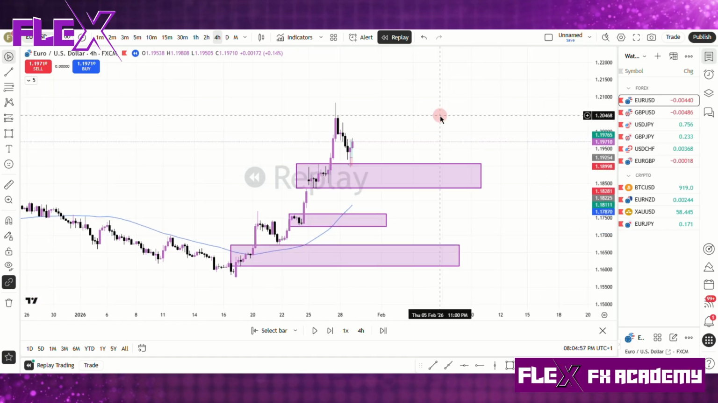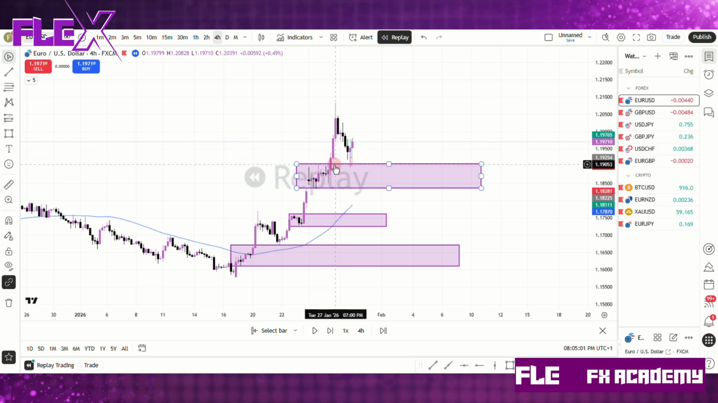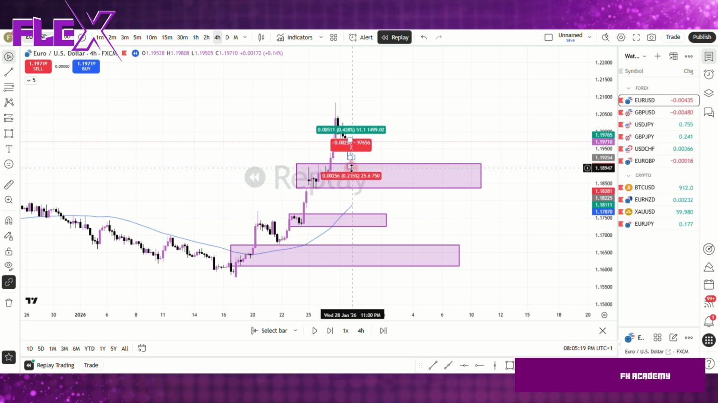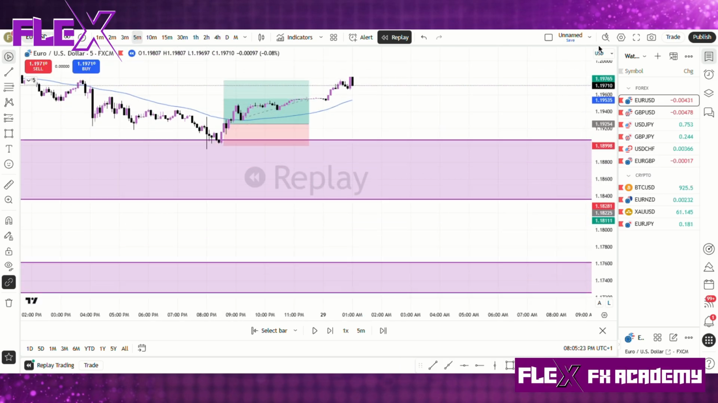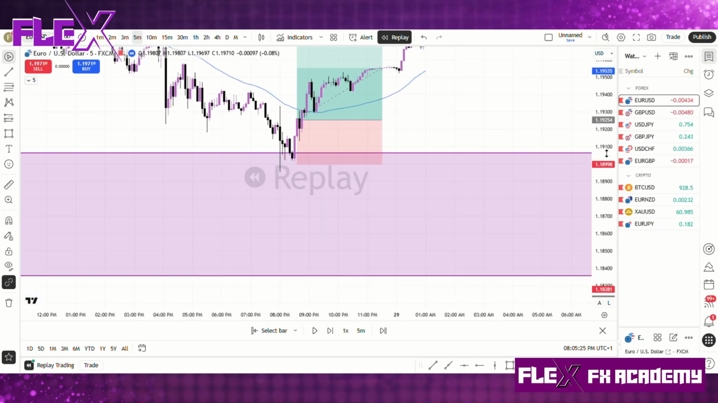On the 4-hour time frame, we identify this zone here. Then we identify that this is a decisive candle, an explosive one, and after the decisive candle we marked out our zone. Then we have the market come back into the zone. Once it is in the zone, we go down to the 5-minute time frame, where we look for our entry.